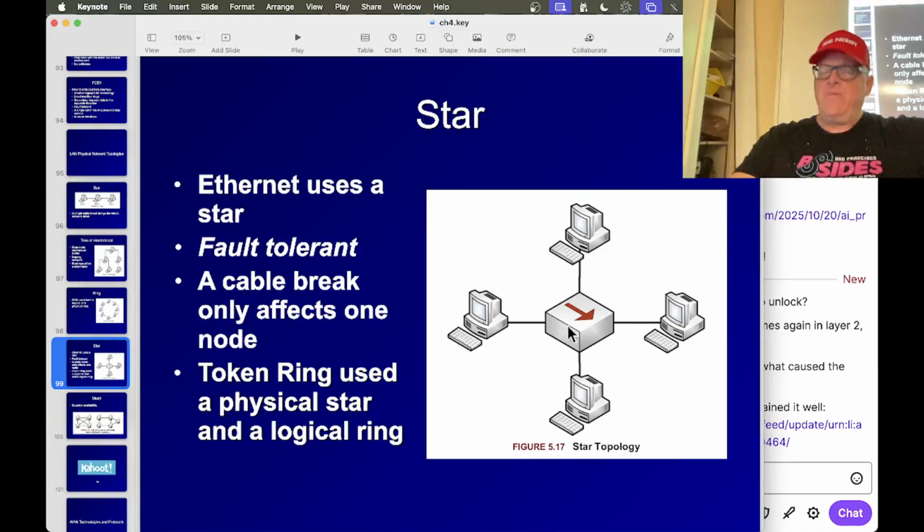Token Ring used a physical star, but a logical ring. So it would pass around a token, giving each device a chance to talk. And so there was never a collision or any question of who was transmitting. There was no case where two devices would transmit at once. It was organized. The problem is the network devices in the center and the NICs were far more expensive than Ethernet. So Ethernet got faster and cheaper and pushed Token Ring out of the market.